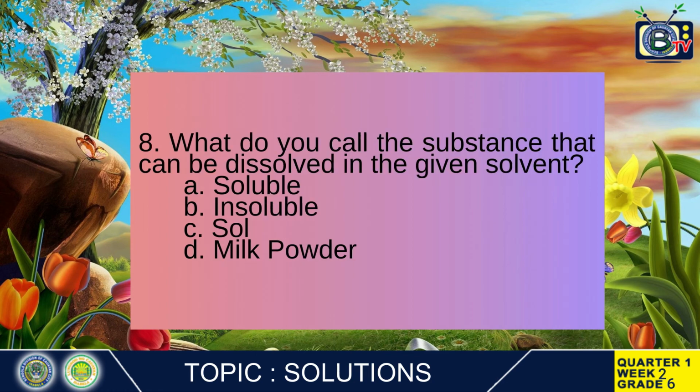Number 8. What do you call the substance that can be dissolved in the given solvent? A. Soluble, B. Insoluble, C. Salt, D. Milk powder.